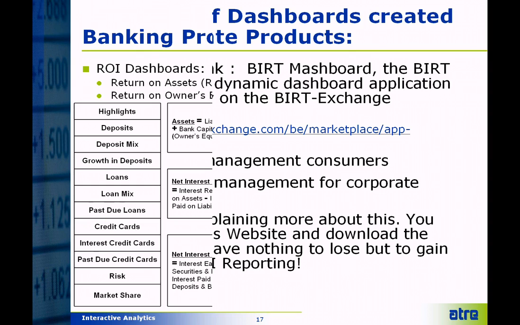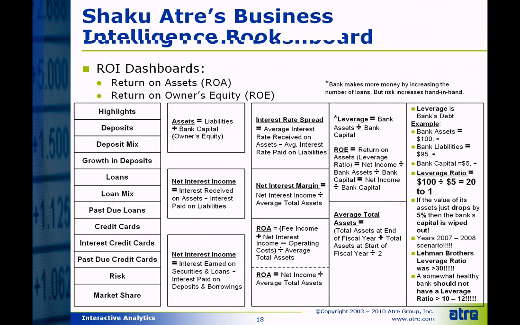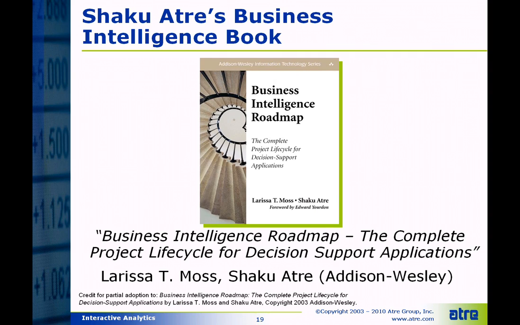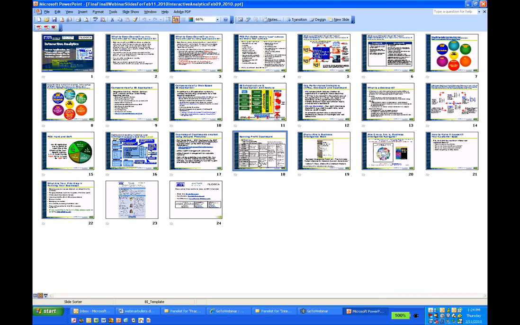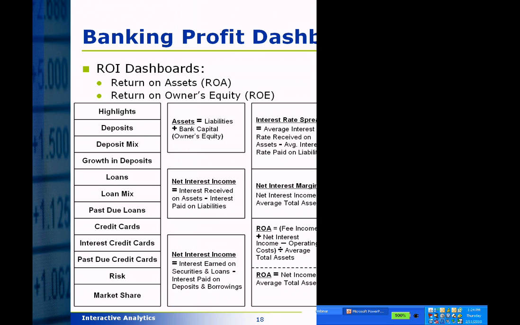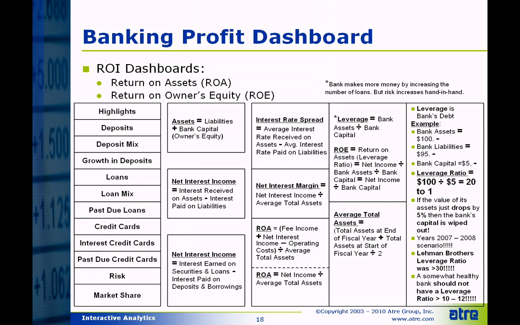Now, this is our banking profit dashboard, and I want to develop that with you. Here we can see highlights, deposits, deposit mix, growth in deposits, and so on, which is the banking profit dashboard. If you go further, assets, liabilities plus bank capital, interest rate spread. This is all jargon as far as banking is concerned. But I want to look at the last column, which is the leverage.